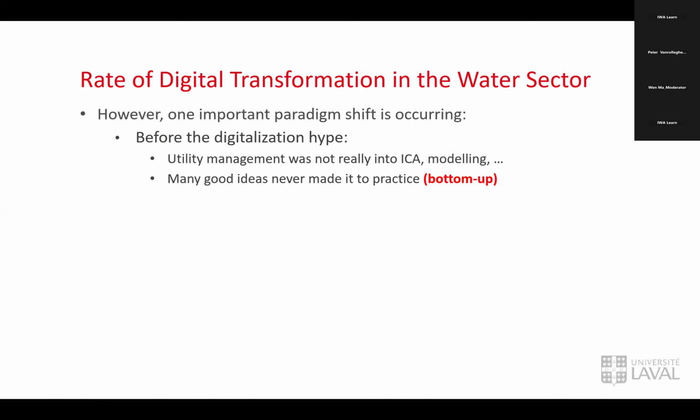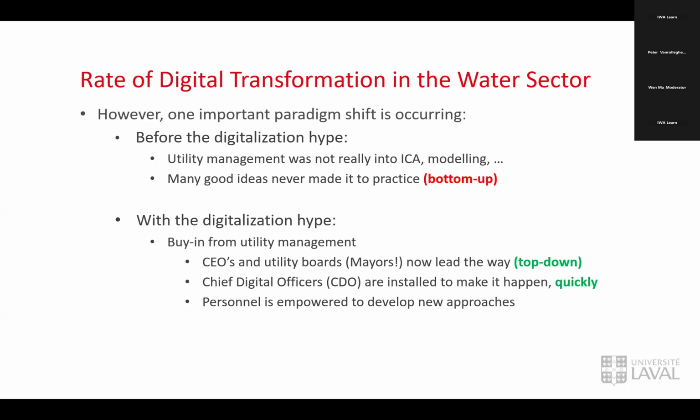Before the digitalization hype existed, many of us working in instrumentation, control, automation, data collection and modeling were quite frustrated that things didn't move. There were a lot of ideas popping up, but they were not accepted and didn't make it to practice. And that was frustrating. Now with digitalization, there's clearly a hype.